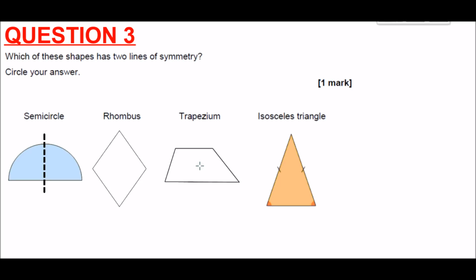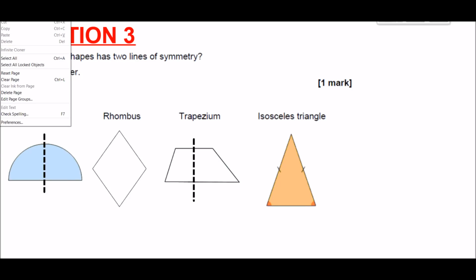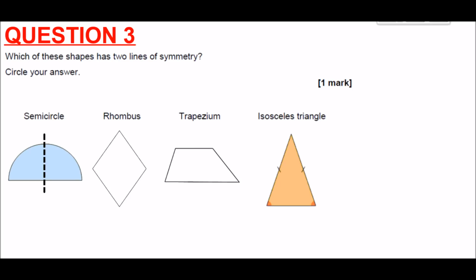A trapezium might have one line of symmetry. If it were symmetrical, it could have a line of symmetry going down here if this side were of the same steepness as the other side, but in this case it isn't. So sometimes a trapezium will have no lines of symmetry. An isosceles triangle will always have one line of symmetry straight down the middle of it.